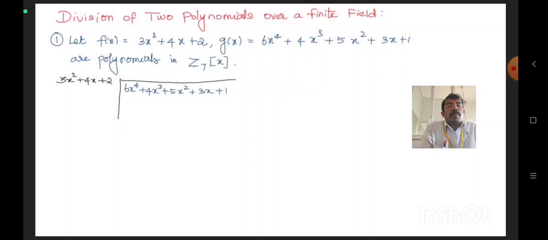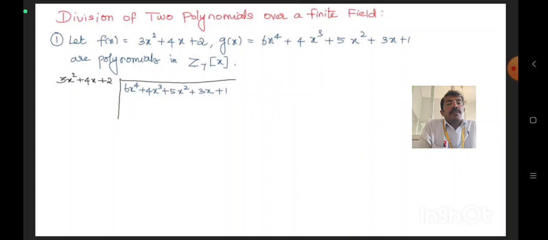Associated with the problem, we have f of x equal to 3x square plus 4x plus 2, and g of x equal to 6x power 4 plus 4x cube plus 5x square plus 3x plus 1. We say these are polynomials in a finite field because they have only 7 elements, so Z7 of x, where x is the variable. Here I am dividing g of x by f of x.